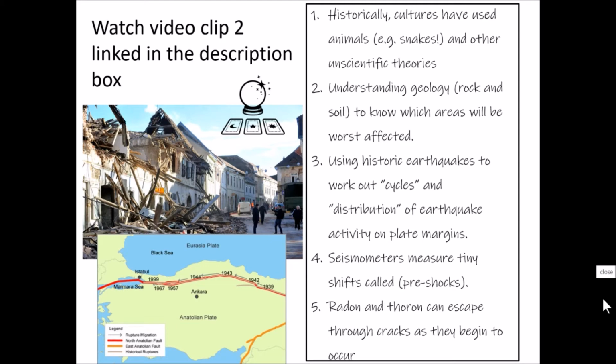This is a very new theory. We don't have radon and thoron monitors globally around the planet at the moment, but it could be in the next couple of decades we realise that this is a very important part of earthquake prediction.